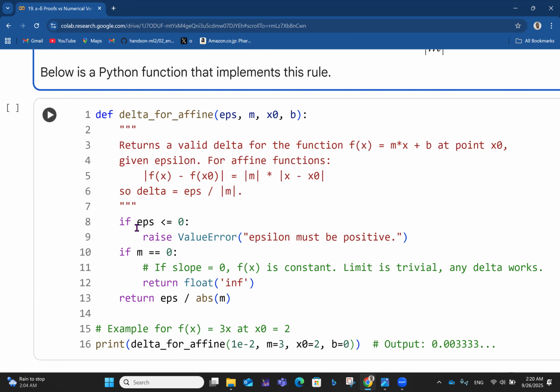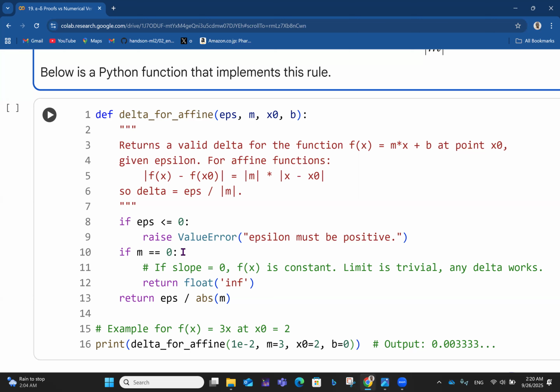So if epsilon is less than or equal to 0, we raise a value error because epsilon cannot be 0 and it cannot be negative. Epsilon has to be greater than 0. So you raise a value error and say epsilon must be positive. Yeah, I think that's a better word to use. It cannot be 0 and it cannot be less than 0.